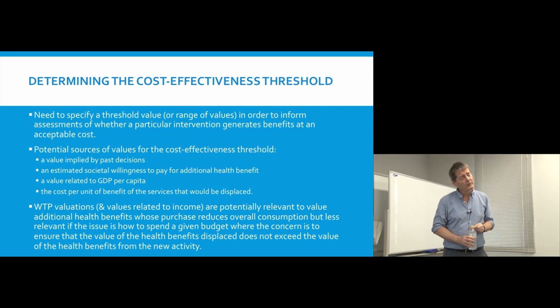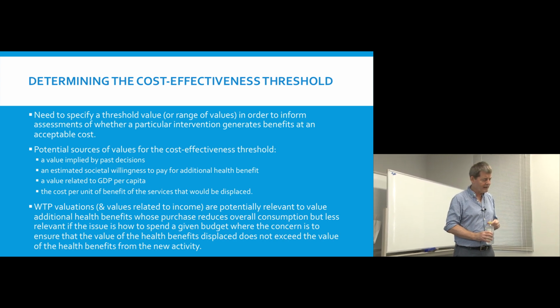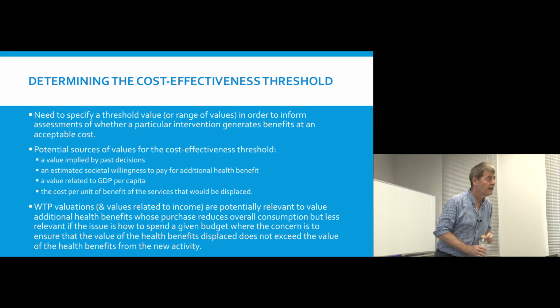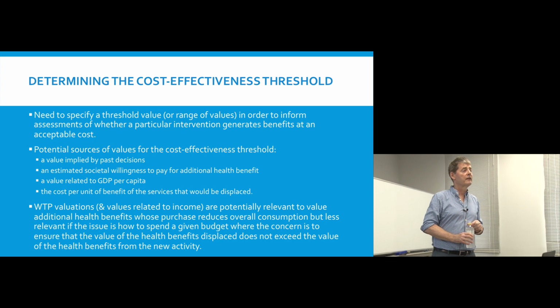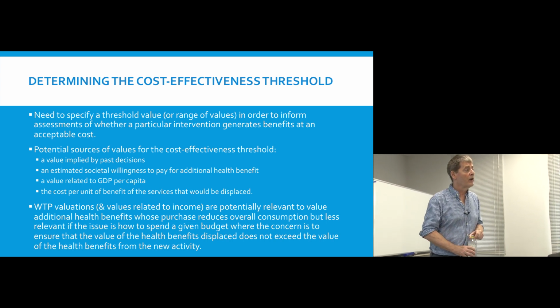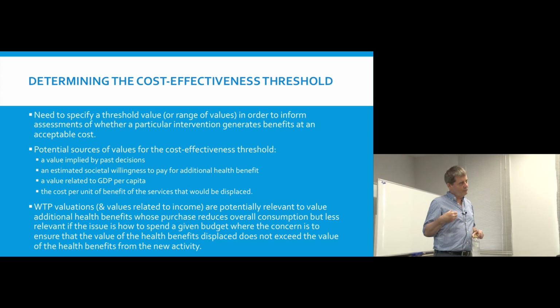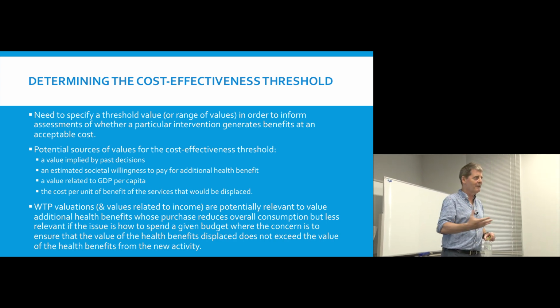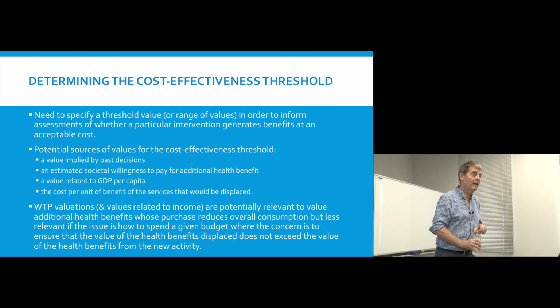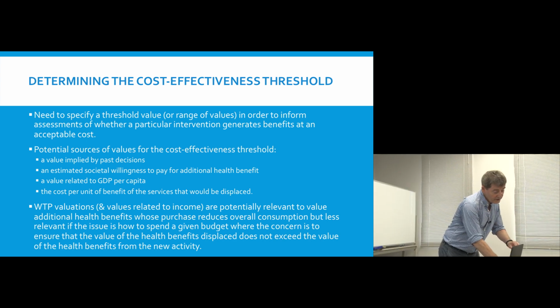Second potential approach for identifying a cost effectiveness threshold is to try and identify society's willingness to pay for additional health benefit. How much is society willing to pay? So for example, in a context such as Japan and certainly such as England, where the healthcare system is predominantly the money is coming from taxation, in such a system as that, how much are taxpayers willing to pay? How much more tax would they be willing to pay in order to get additional health benefits? Now, this approach has been used.